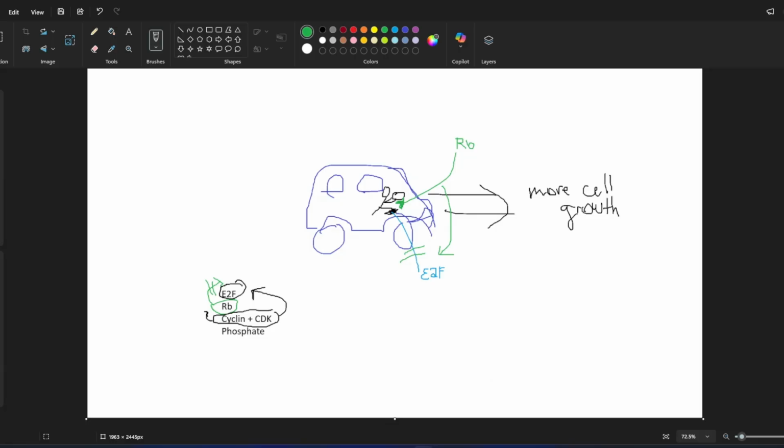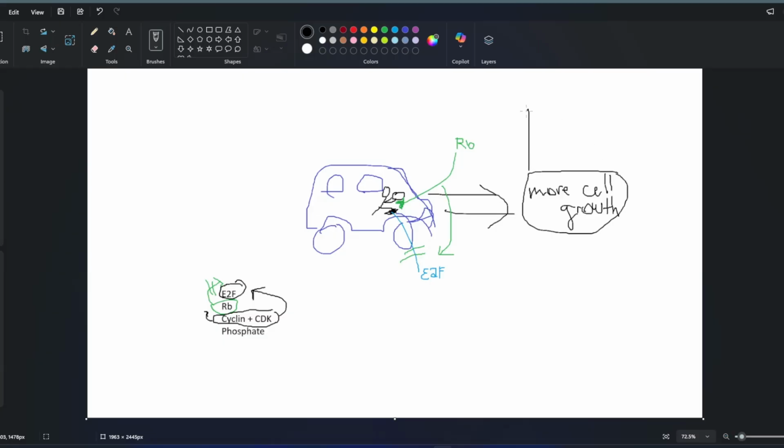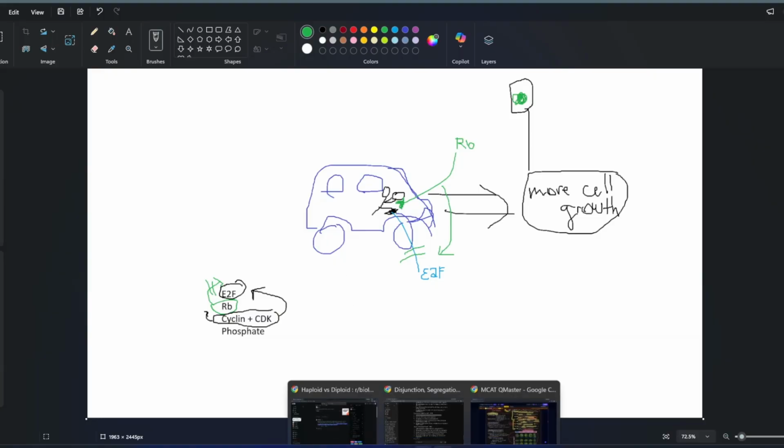So let's go into scenario 1. Let's say your cell is driving into more cell growth, and the stoplight right now is green. So it's on go mode. A growth signal arrives, the cell gets a message that it needs to multiply. So let's go back to the review sheet that was there.